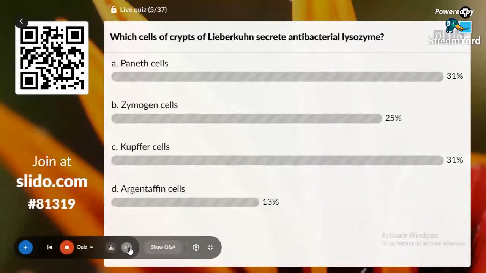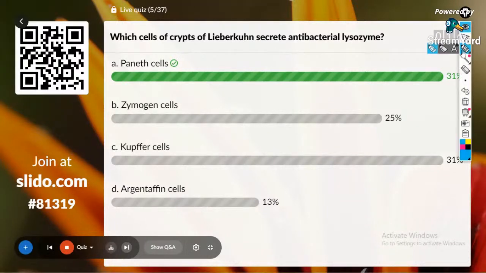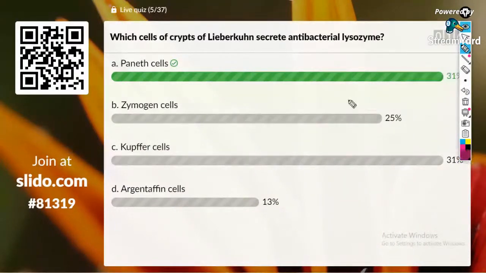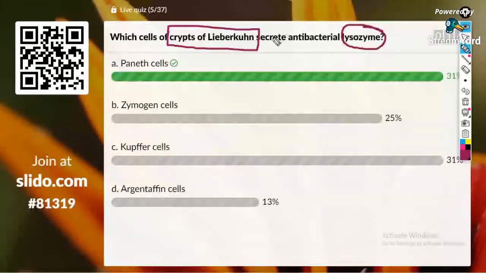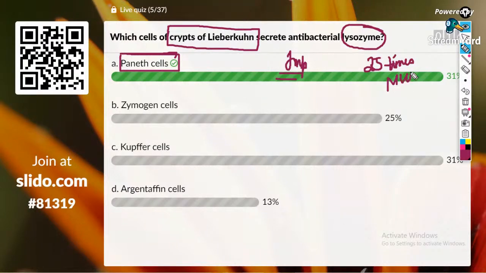The correct answer is option A, Paneth cell. Guys, read the question. This is because you are not concentrating on the previous quizzes that have been conducted. This question was there in the last Slido quiz also. Which cells of crypts of Lieberkühn secrete the antibacterial lysozyme enzyme? The answer is Paneth cells. This is a very, very important question, at least 25 times repeated MCQ.